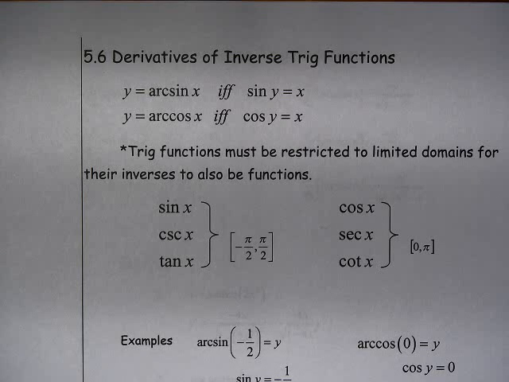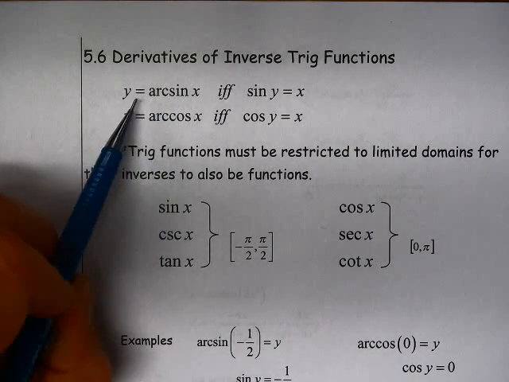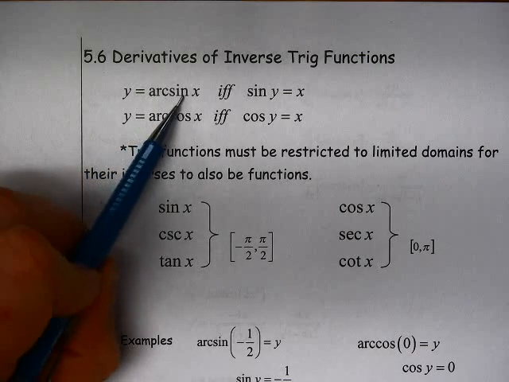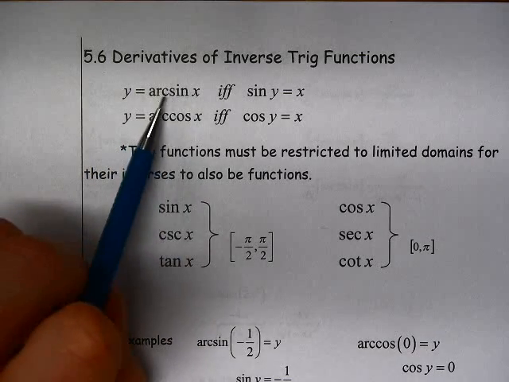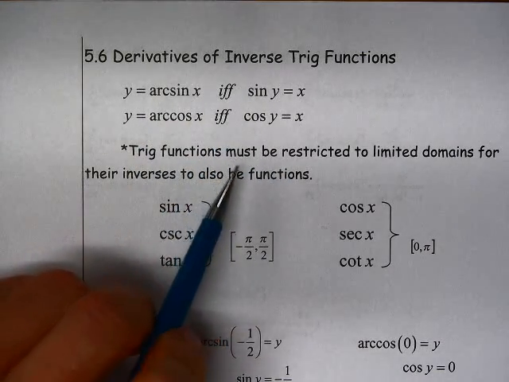5.6 is the derivatives of inverse trig functions. Inverse trig functions: if we deal with, say, here's an example, y equals the arc sine of x. This is the inverse of the sine of x, only if the sine of y equals x.